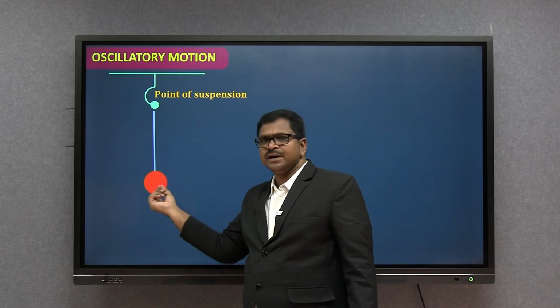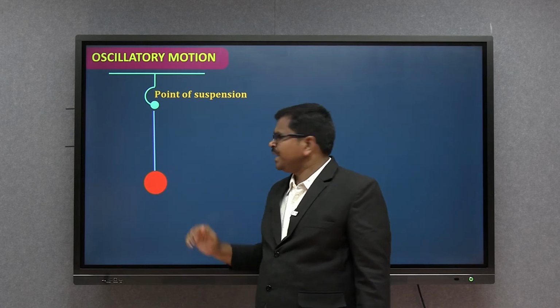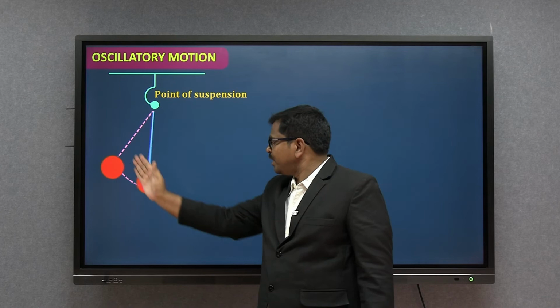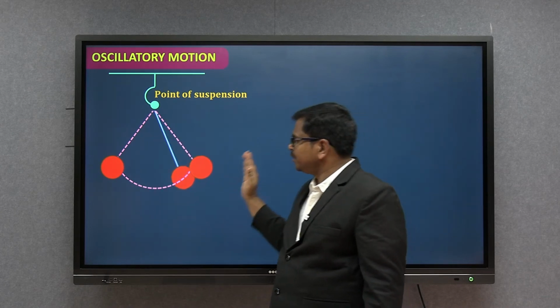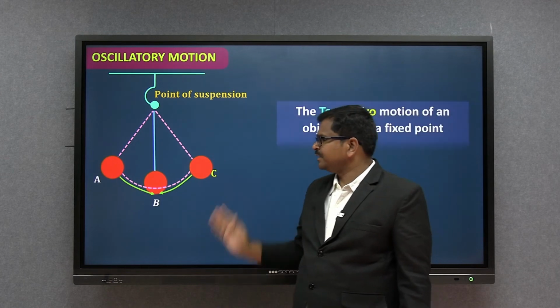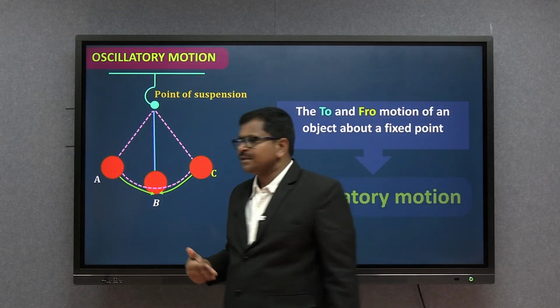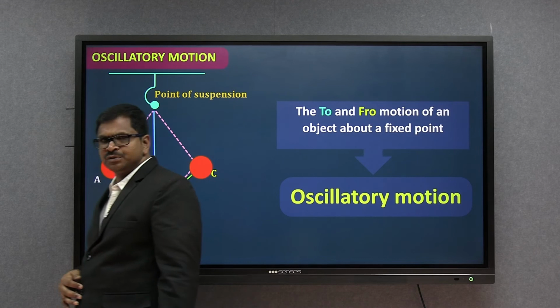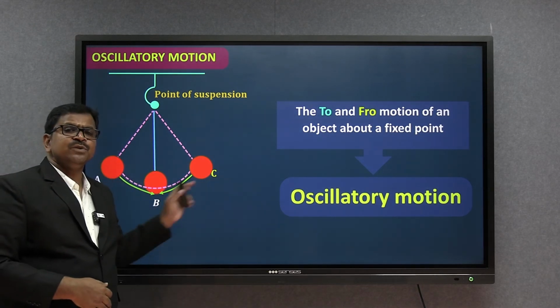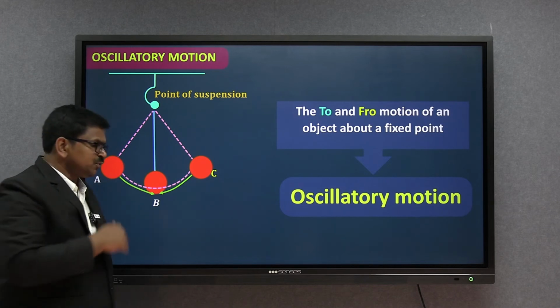Along with a string, let us suspend a bob. When I move it gently, it will move forward and again come backward. So the to and fro motion of an object like this is called oscillatory motion. In oscillatory motion, the beauty is that it is a repetitive motion, and it is to and fro motion.